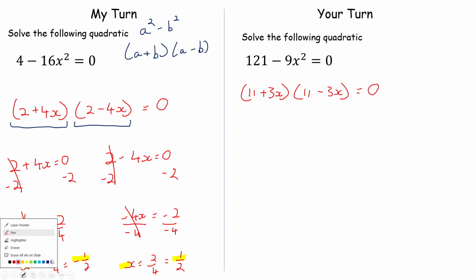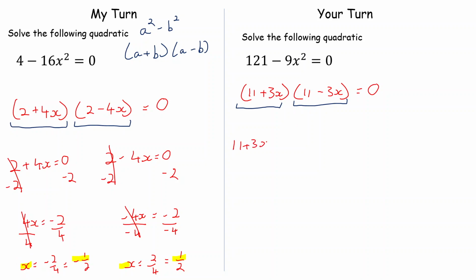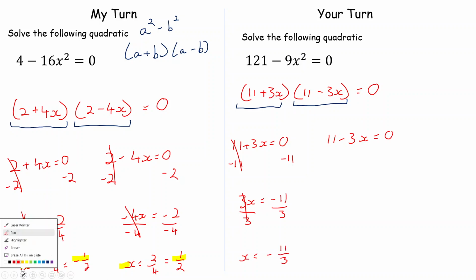And of course, again, you've got your two equations here that you can go and solve. So the first one and the second one. Let's go through it. So we've got 11 plus 3x being equal to 0, and 11 minus 3x being equal to 0. Now, let's take away 11 from both sides here. There you go. So 3x is equal to 0, take away 11, which is minus 11. Divide both sides by 3. These cancel. So x is equal to minus 11 over 3 is your first solution.